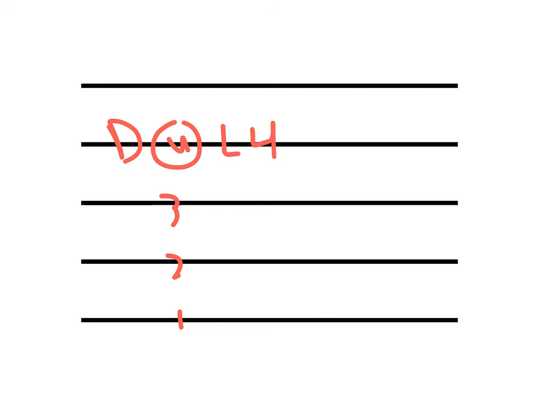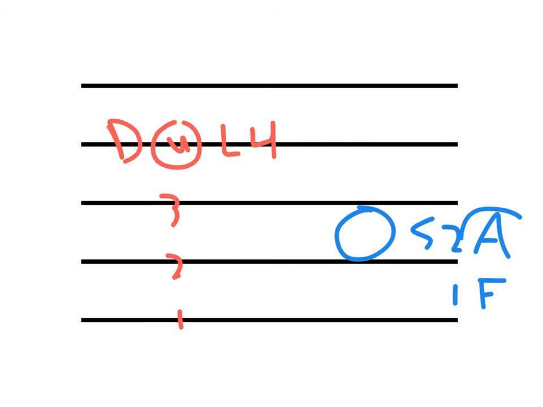If I changed it up a little bit, maybe I might put a note here. And I go, ooh, that's in a space, right? I got space number 1, space number 2. Oh, space number 2. And if I remember correctly, I just spell FACE. F is the first one, and then A. Oh, that's an A. And then you've got it solved.